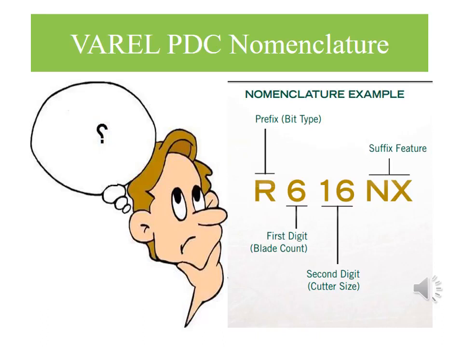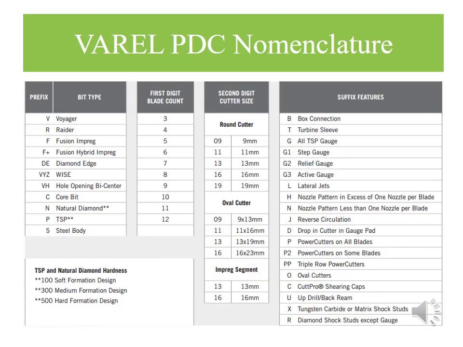Altair and Varel are very close to Smith for PDC nomenclatures. They keep the first letters for the bit type. Of the 3 numbers following, they keep the first number for the blade count, and the 2 digits following for the cutter size directly in millimeters, and the letters in the suffix part for the additional features. This table summarizes the details of each letter and number which are used by Varel to describe their product.